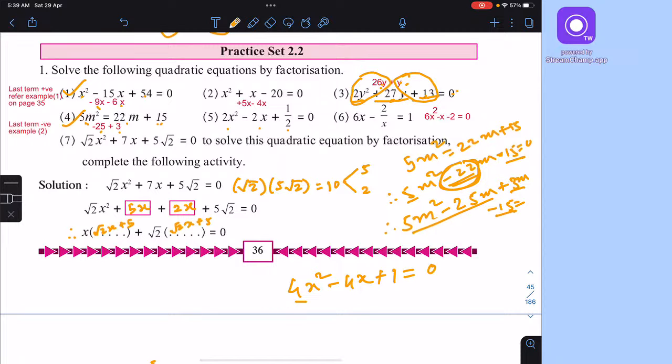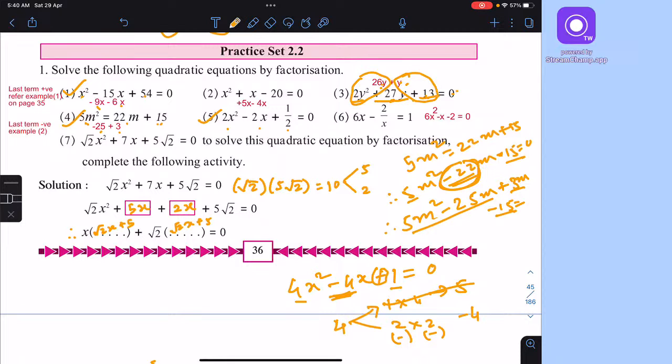Now coefficient of x square is 4, last term is 1. So product is 4. The possible factors are 1 into 4 or 2 into 2. Since last term is positive, we want sum. 4 and 1 sum is 5. So that is of no use because we want minus 4. 2 and 2 sum is 4. And since we want minus, if you take minus 2 and minus 2, the sum will be minus 4, and product will be 2 into 2 is 4. That is what we want. Okay. So this you can attempt.